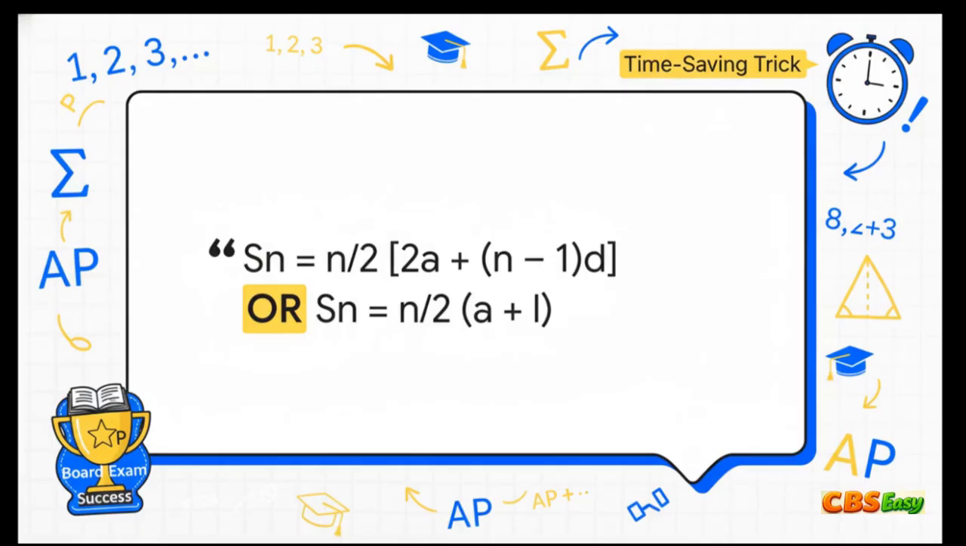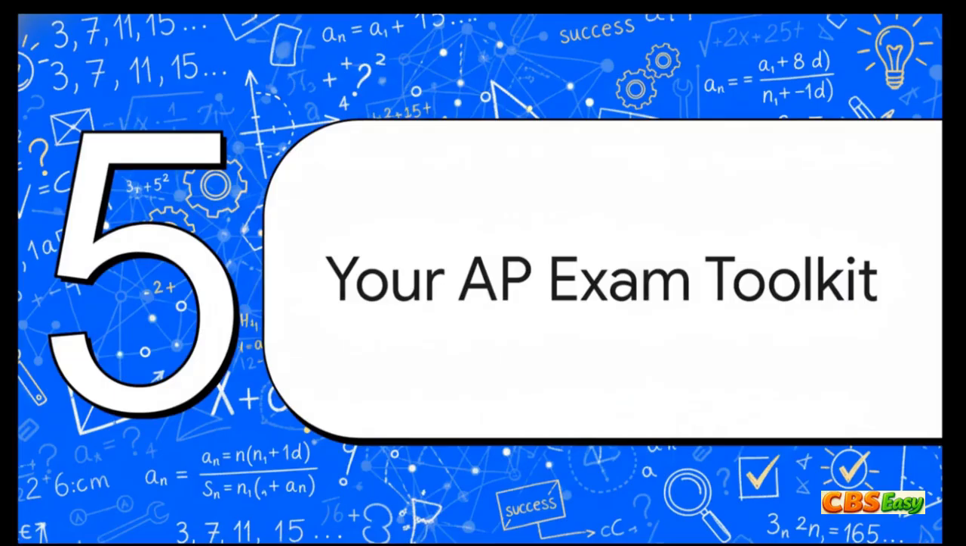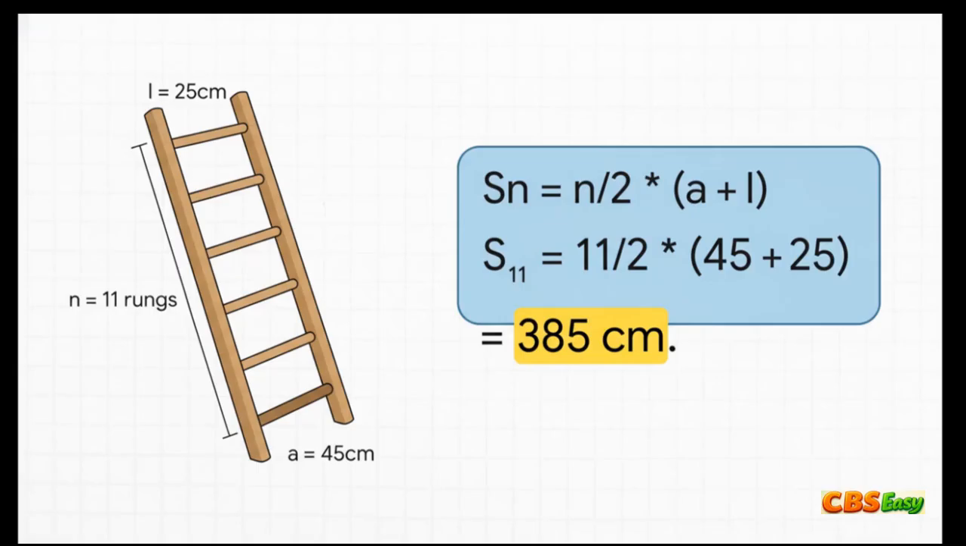That neat little trick gives us 2 incredibly useful formulas for finding the sum. The first one is great when you know the start, the common difference, and how many terms you have. But the second one, that one is a beautiful shortcut if you happen to know the very first term, A, and the very last term, L. Okay, let's put all of this together. We're going to build your official AP exam toolkit so you can walk into any test feeling totally confident. So let's go finish that ladder problem once and for all.